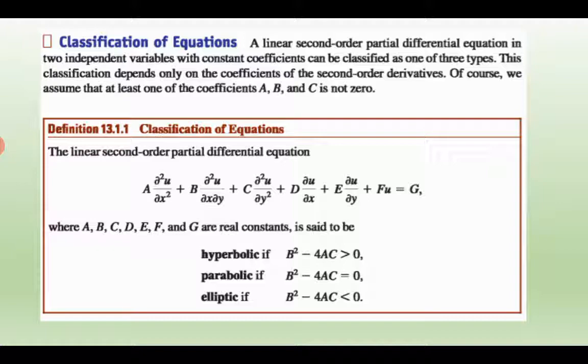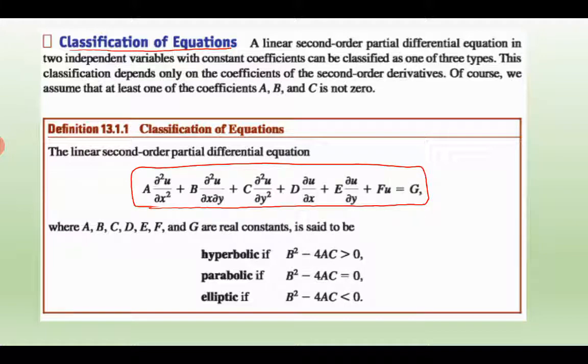Now, classification of equations. How to classify is based on the values of the coefficients. This is the given second order linear partial differential equation. If we know the values of a, b, c, we can classify the equation. See the discriminant b squared minus 4ac: b is the coefficient of the second derivative term which involves both x and y; take the coefficient b and square it, multiply a and c, and subtract.